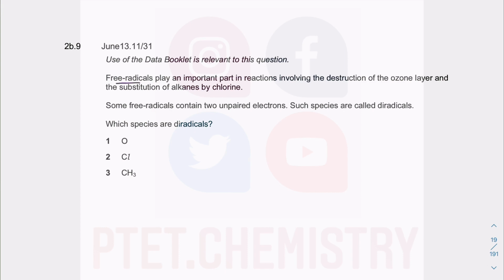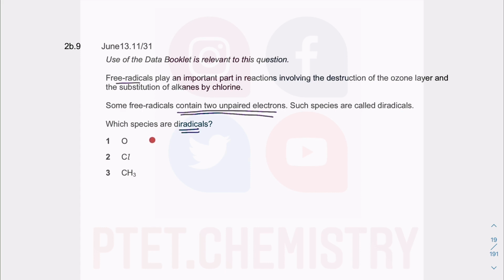Some free radicals contain 2 unpaired electrons. So the definition of a free radical in organic chemistry is a species with an unpaired electron. It doesn't have to be 1, it can also be 2 or 3 or whatever. As long as you have unpaired electrons, you are considered a free radical, alright? So when you have 2 unpaired electrons, you are still a radical, but it's called a diradical. So which species are diradicals?